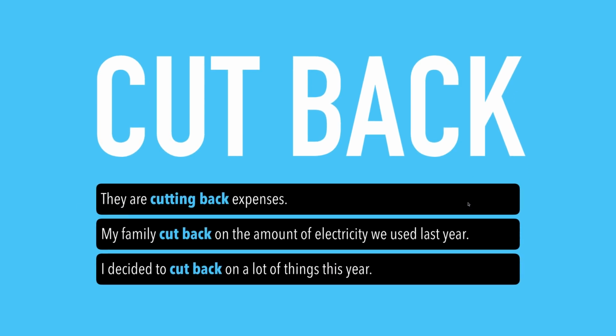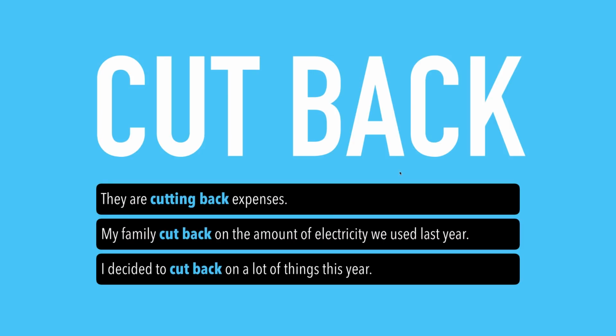The first one is, they are cutting back expenses. So once again, remember the phrasal verb means to reduce. So they are cutting back expenses actually means they are reducing their expenses. Makes sense, right? Now, the second example sentence is, my family cut back on the amount of electricity we used last year.